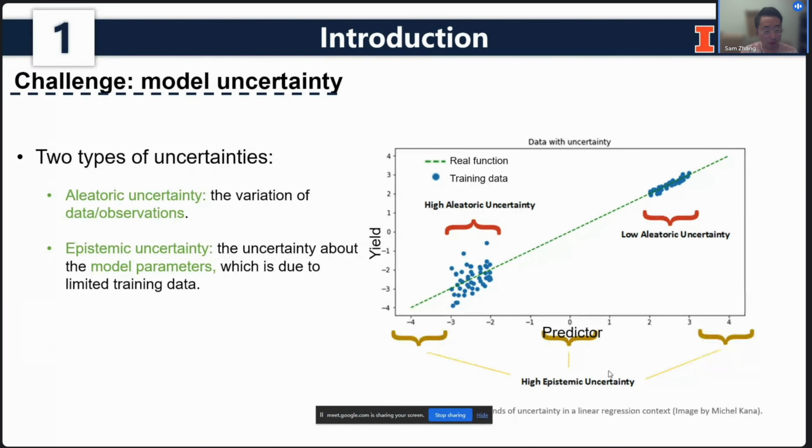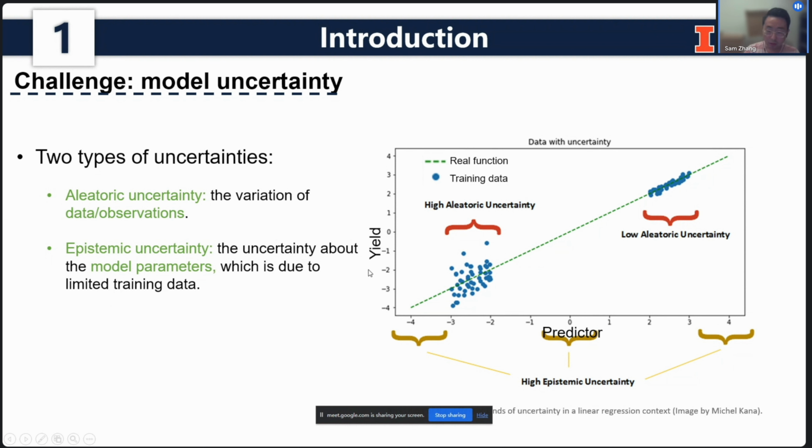There are usually 2 types of uncertainties. One is what we call aleatoric uncertainty. This is the variation of the data or observation. Another one comes from the model, which we call epistemic uncertainty. This uncertainty is about the model parameters, and usually is due to the limited training data.